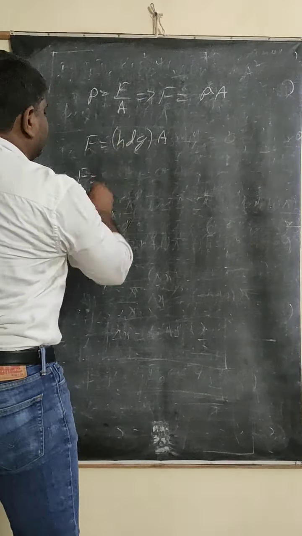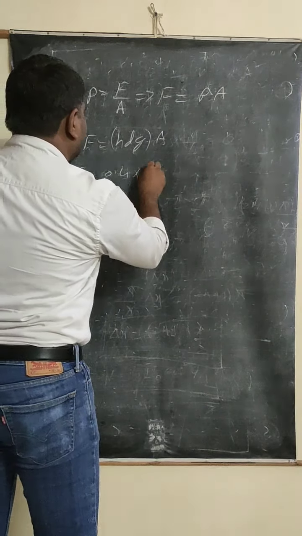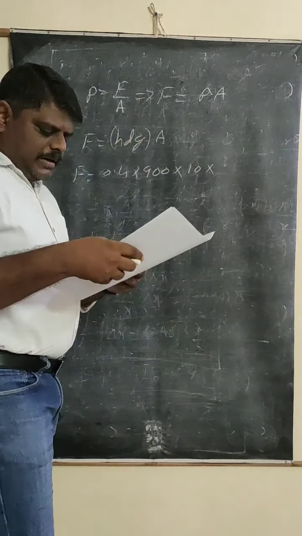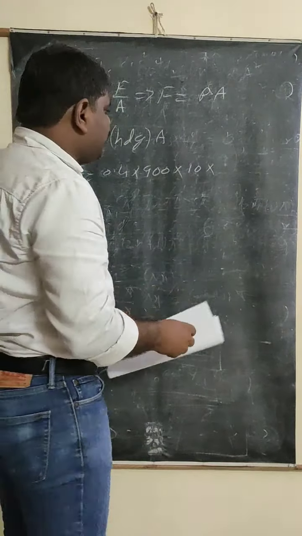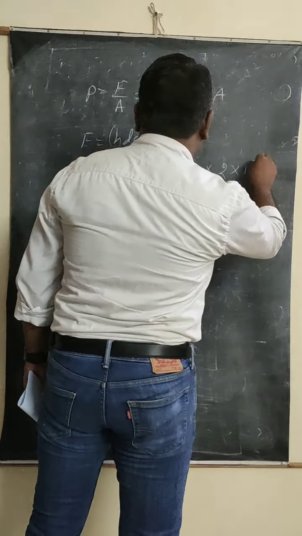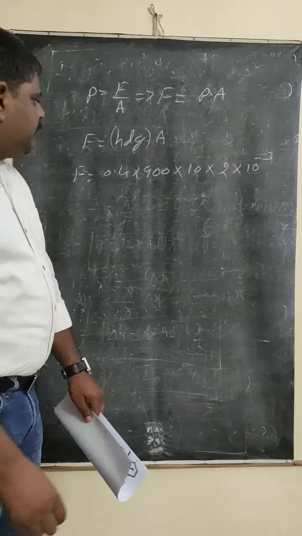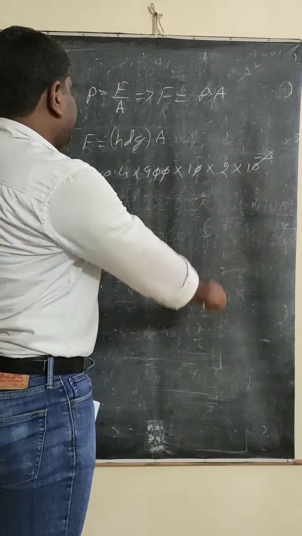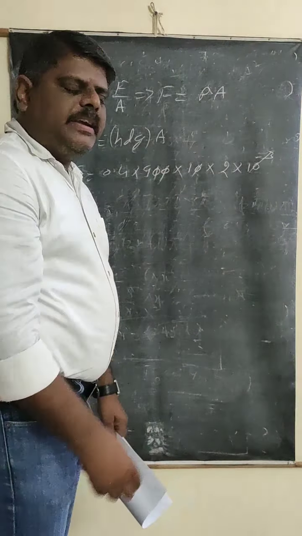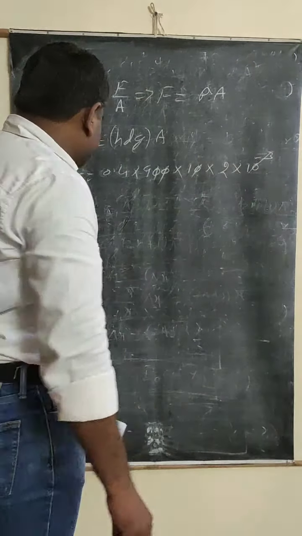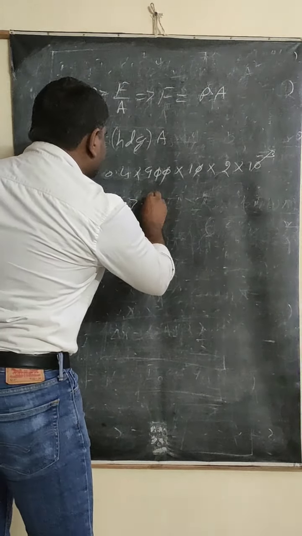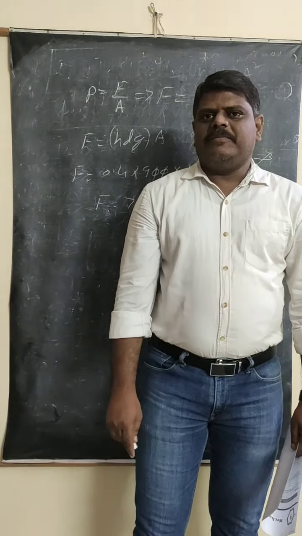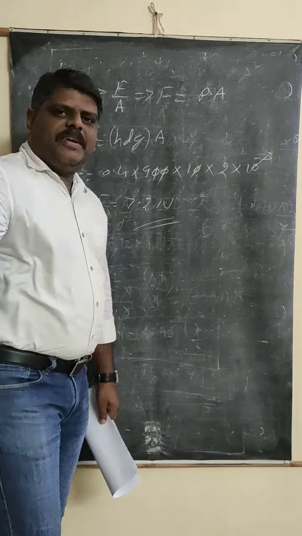F equals, H value is given 0.4, density 900, into G value which I have taken as 10, into the area of cross section given as 2 into 10 to the power of minus 3. So all the values you can simplify here. 10 power minus 3 will be cancelled. Okay, and 4 2s are 8, it will be 0.8 into 9, so it will become 7.2. So the force F equals 7.2 newtons. This much force is applied at the base of the given figure. Okay, so the force will be measured in newtons. Let's go for the next problem.